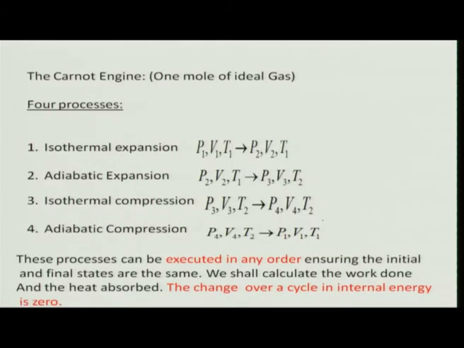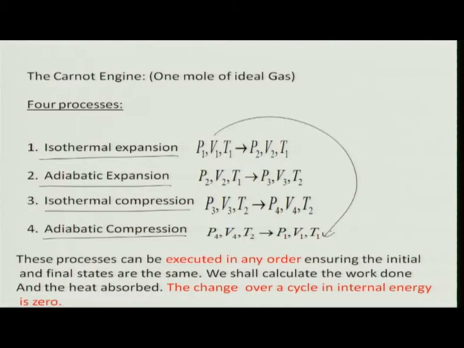Okay, let us proceed. The Carnot engine was operating in 4 processes: isothermal expansion, adiabatic expansion, isothermal compression, adiabatic compression. This brings me back from P1 V1 T1 to P1 V1 T1. I complete a closed loop in my PV diagram. And there were a few comments. These processes can be executed in any order, ensuring the initial and final states are the same: P1 V1 T1 initially, P1 V1 T1 finally.